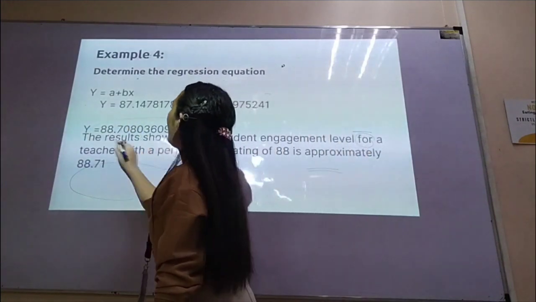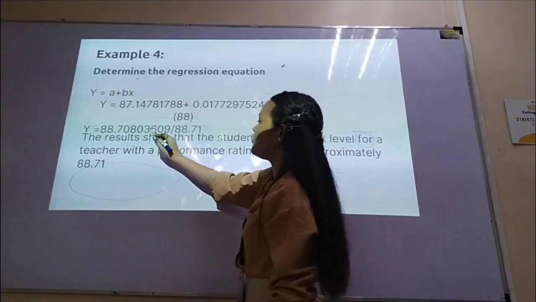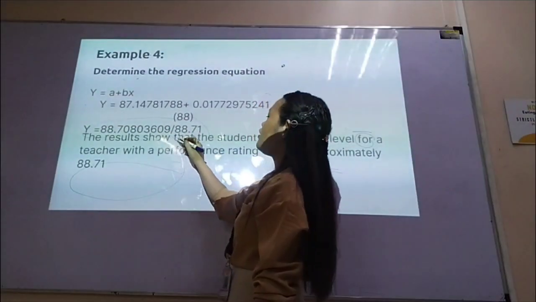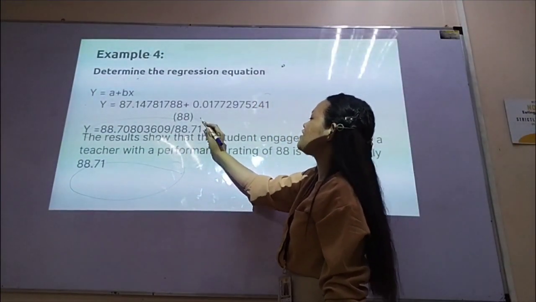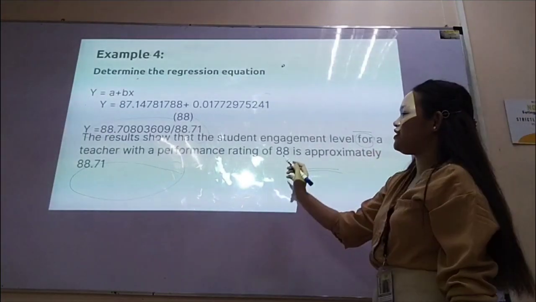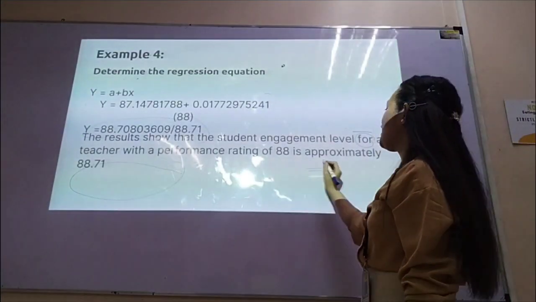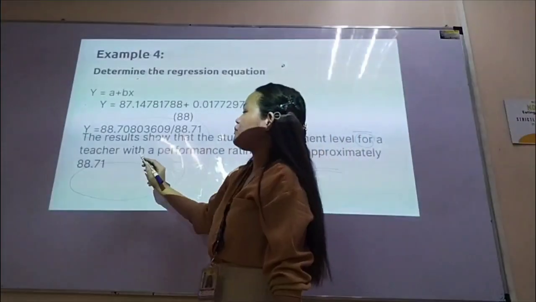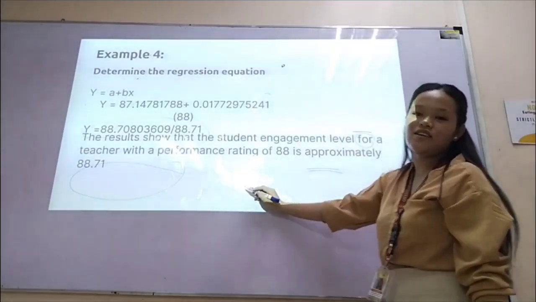We're going to arrive at 88.70803609, or 88.71. The result shows that the student engagement level for a teacher with a performance rating of 88 is approximately 88.71. So that is our y.